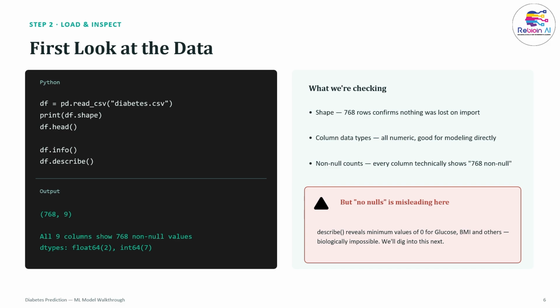And here's where it gets interesting. Every column technically reports no missing values, but that's misleading. When we look at describe more closely, several columns show a minimum value of exactly zero, like for glucose, for BMI, for blood pressure, and that's not medically possible, right? So nobody has a blood glucose reading of zero while they are alive. Yes. So even though pandas says nothing is missing, the data is quietly lying to us. That's exactly what we are going to dig into next.